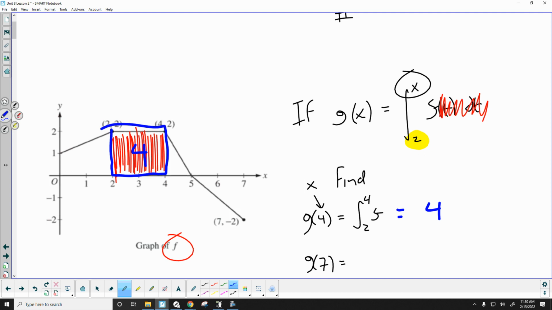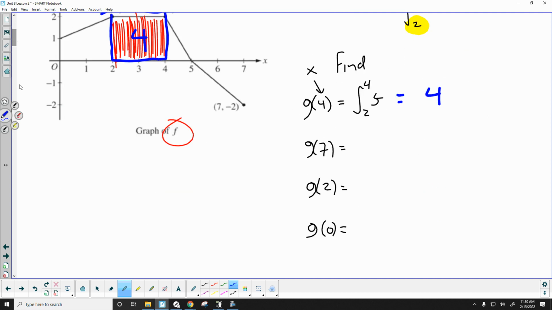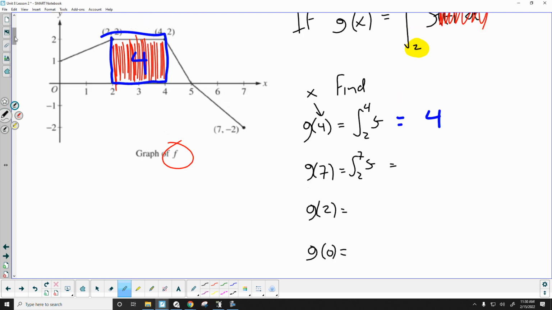2? No, but close. 3 is the correct answer because we are going to go from 2 to 7. Again, I don't care about the t's. Don't let that freak you out. It's just like accumulate f from 2 to 7. Well, I got the 4 from 2 to 4.